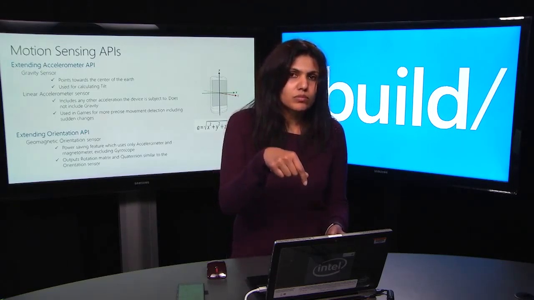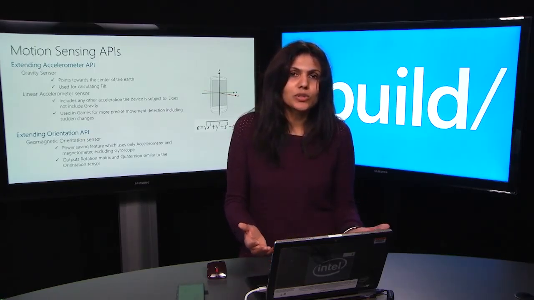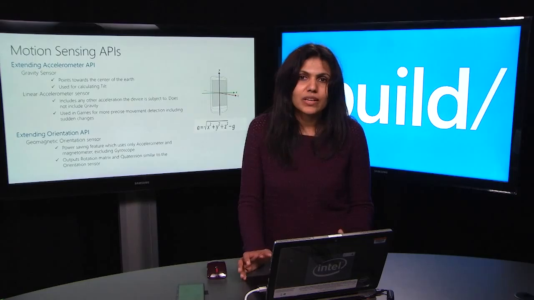So the gravity sensor, as I mentioned, points towards the center of the Earth. So it could be used to create applications to calculate tilt better. It can also be used to create gravitational field maps, which could be used for inertial navigation systems.